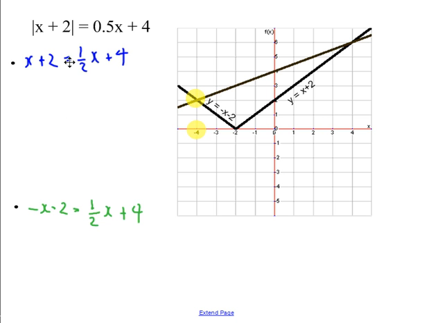Now it follows that if I was to use algebra to solve this equation, I'm going to subtract a half x from both sides, subtract 2 from both sides, and multiply both sides by 2, we get x equals 4. And it is logical that that is the solution because it's the increasing line with the increasing line.